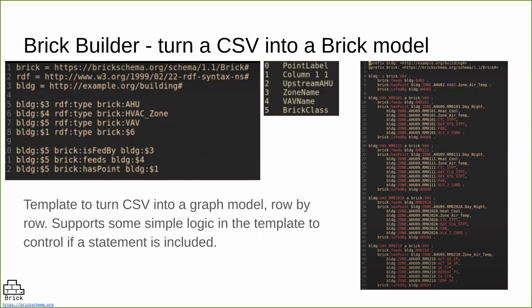The template language includes some very simple logic to decide if a statement in the template should be used to output a new entity into the model, but you can get pretty far with this without having to know much programming. You just write a basic template and say which column you want to show up where in your graph. So can we go to the next slide?